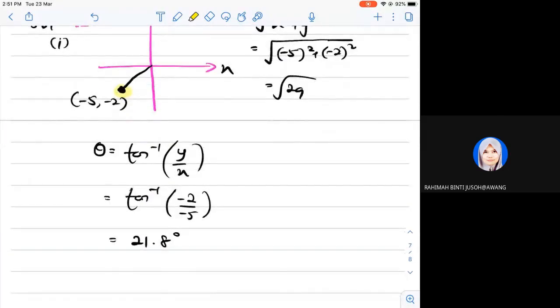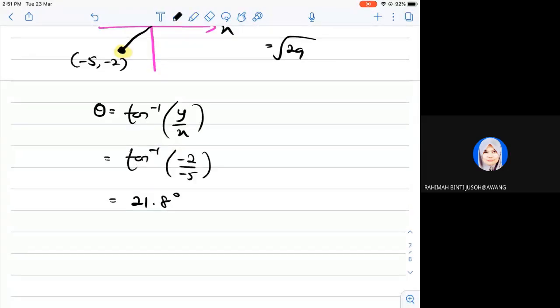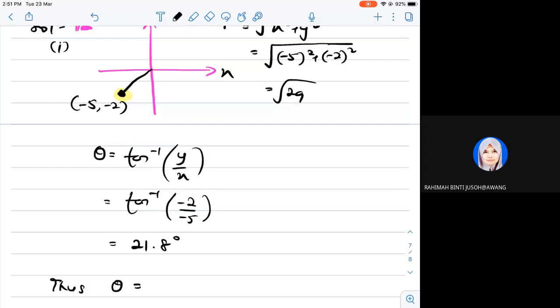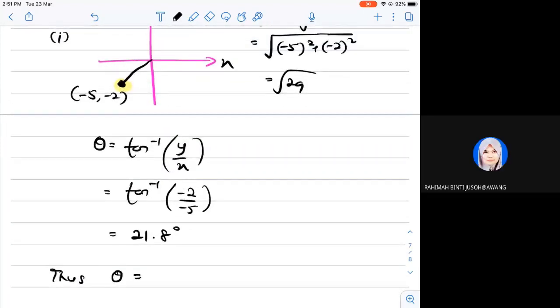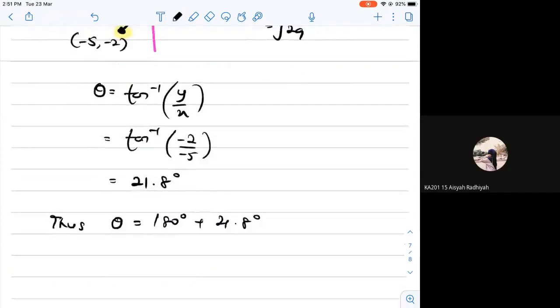So what happened, guys? To find this angle, how do we find the correct angle? Add 180. Yes, very good. Okay, we need to add. So 180 degrees plus 21.8 degrees. So what's the answer? 201.8.